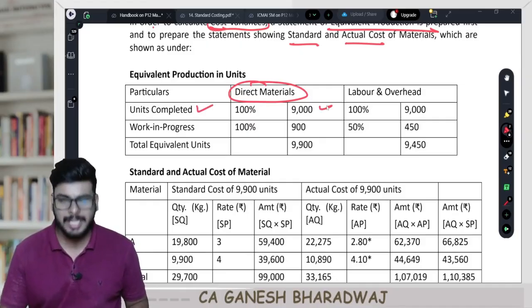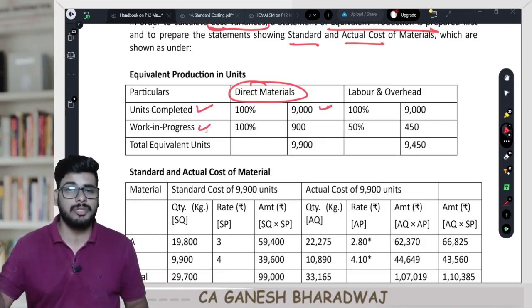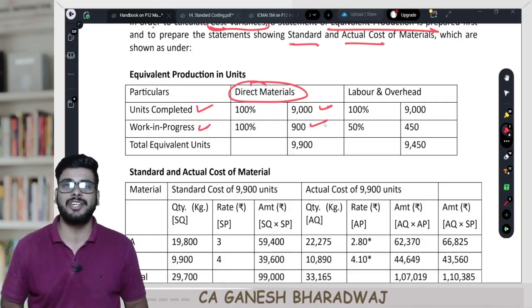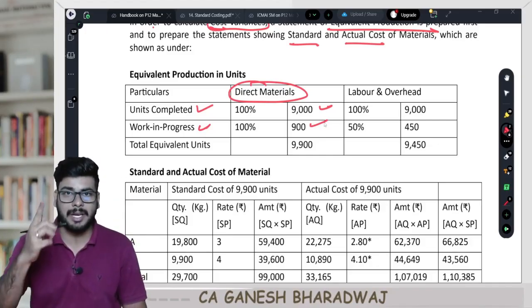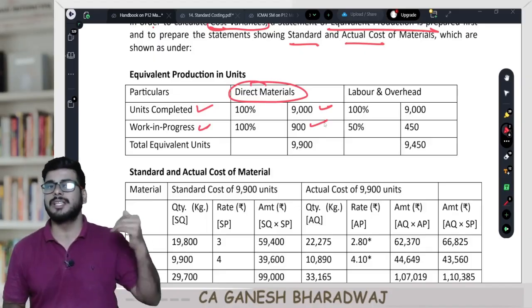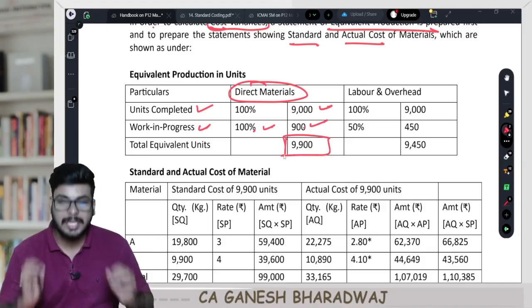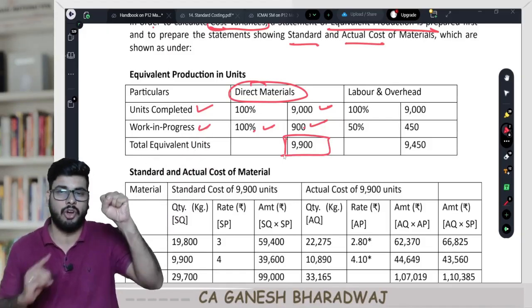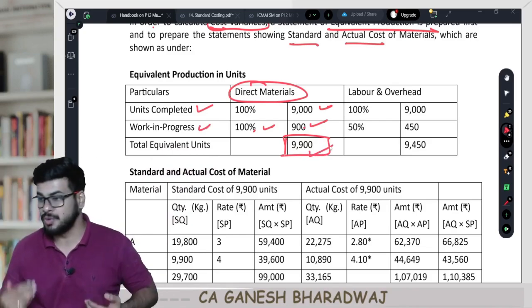Units completed, 9,000 units definitely got completed. Now I also produced the closing WIP. How many units of closing WIP were there? 900 units, and each of these 900 units has consumed the entire raw material A and B, correct? Or in other words, with respect to material, they were 100% complete. So here 900 into 100%, how much is that going to be? It's going to be 900. So with respect to raw material, I have produced 9,900 equivalent units. Are you clear with this?